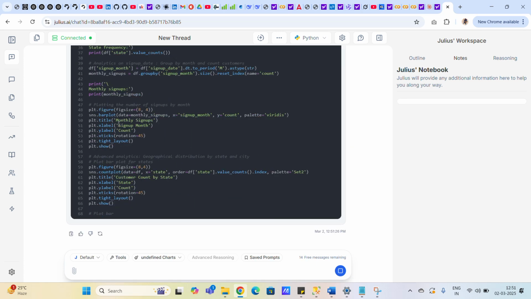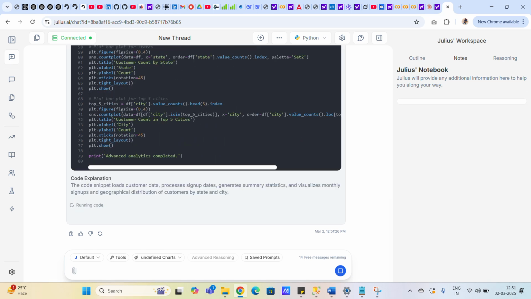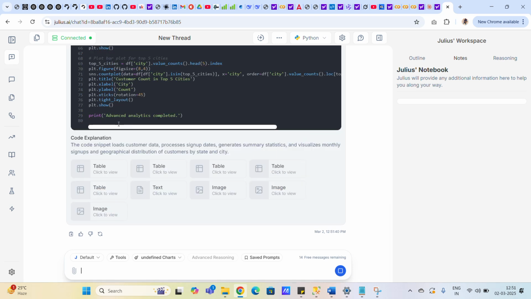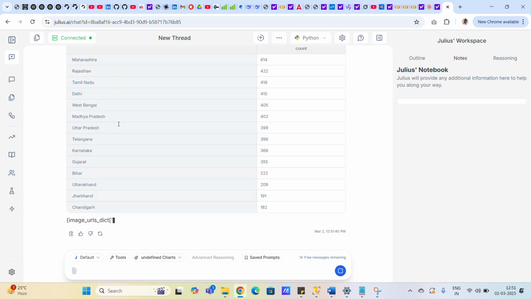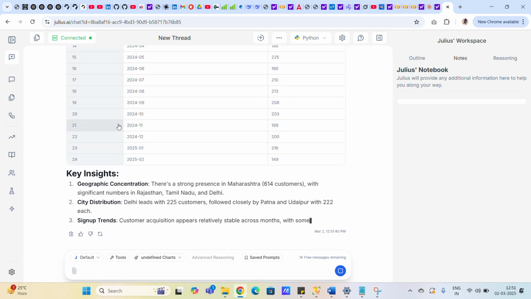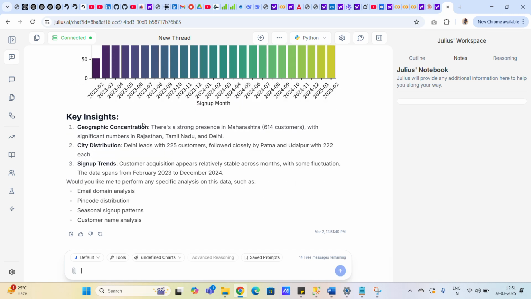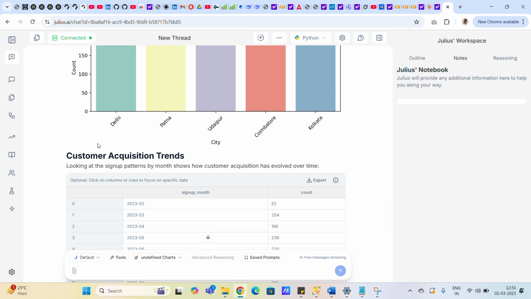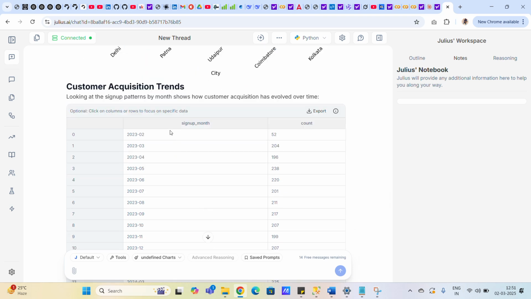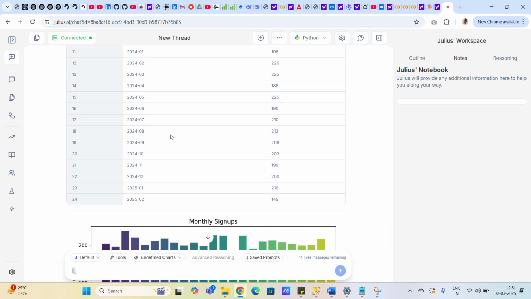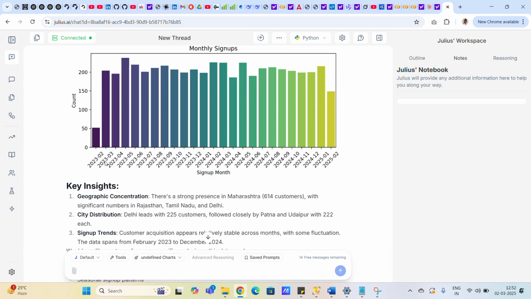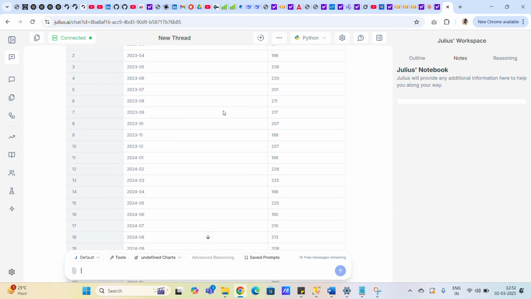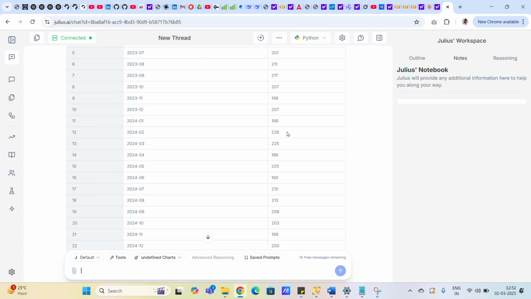As you can see, whatever we do in Python, we do some of the analysis, like regarding the state, city, how many customers there are, or what the sign-up dates are. Everything it will give you the information. You can see we have the customer acquisition trend, how many signups there are month-wise, and these are the signup data. May is the highest month, where we received 238 signups.